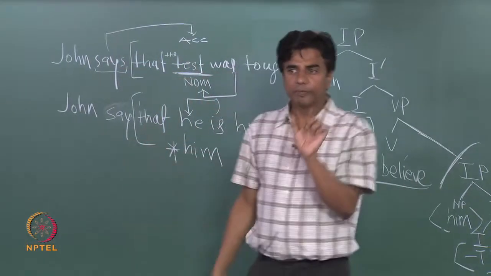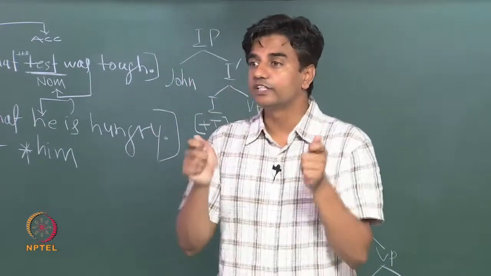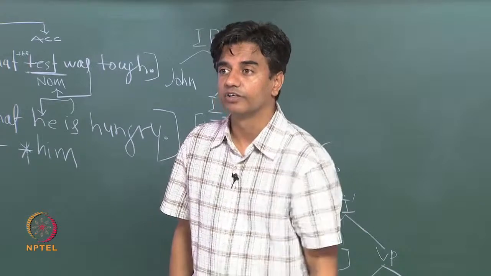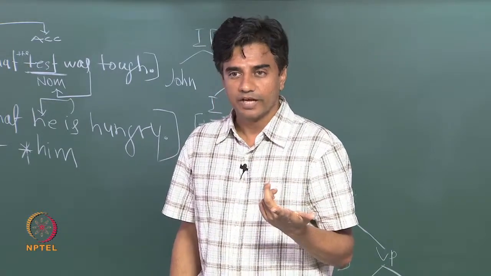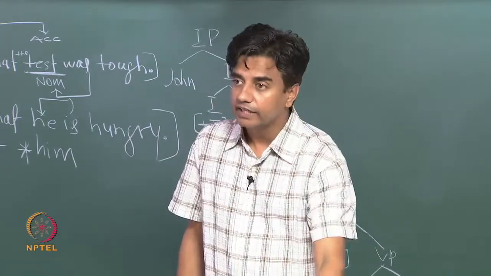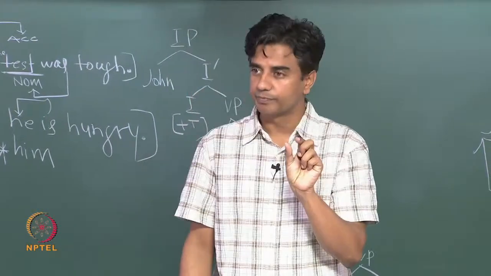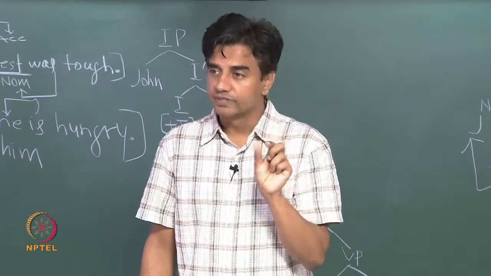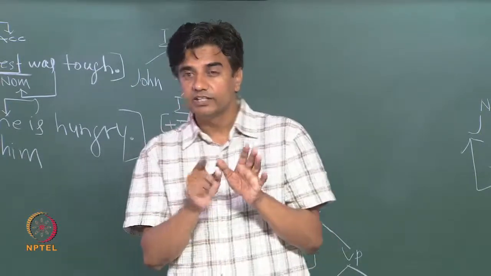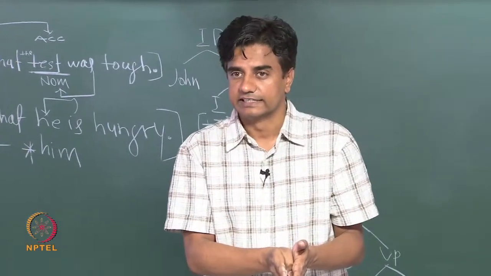Done. But within that IP, this, for John to attack Bill, is going to be a CP. Now, within that CP, this NP John needs a case. What is going to assign case to that NP is also a crucial question. And the reason why we have for in this CP is because for, as a preposition, becomes a head and assigns accusative case to that NP. That NP, what we have here as John, is actually getting an accusative case.